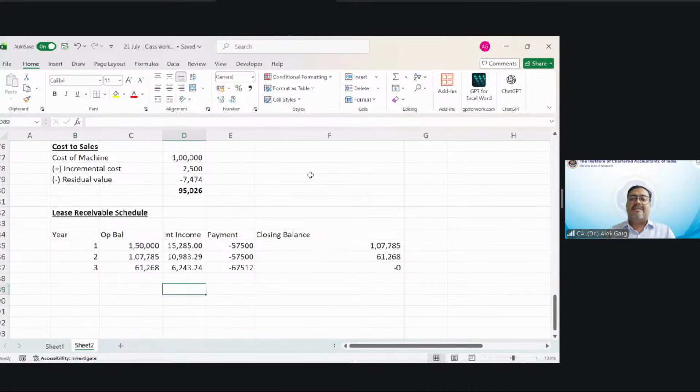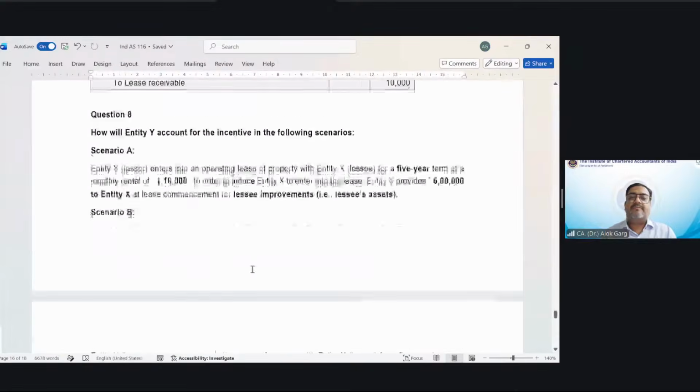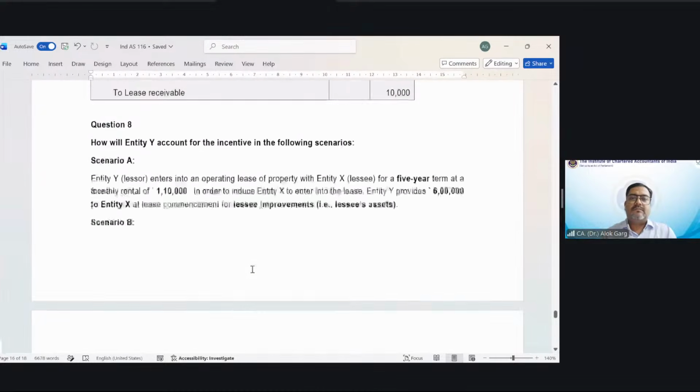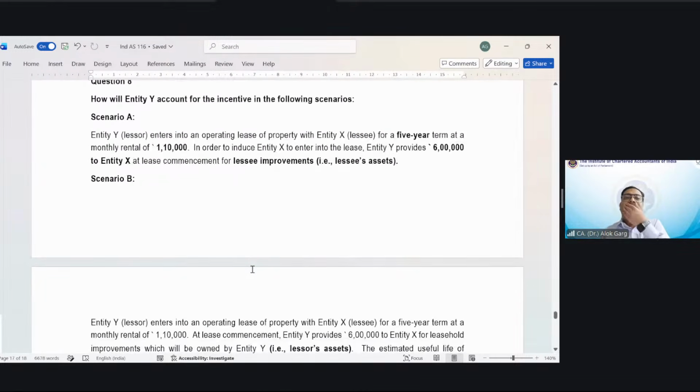So this is the interest income you are going to charge. Okay, interest income. You are going to book that lease receivable account debit to interest income account. Then when the payment will be received by the lessor, so bank account debit to lease receivable account. This is how this lease receivable will become zero at the end of the 3 years, right? So these are the accounting entries.